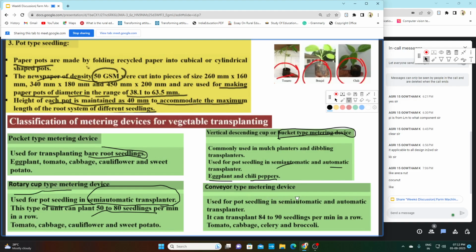Now the conveyor type metering device is the last metering device. It is used for both semi-automatic and automatic transplanters, and it has a higher field capacity, meaning it can transplant 84 to 90 seedlings per minute. It is used for tomato, cabbage, celery, and broccoli. So this is all theory part; for more diagrams you can refer to your lecture note.